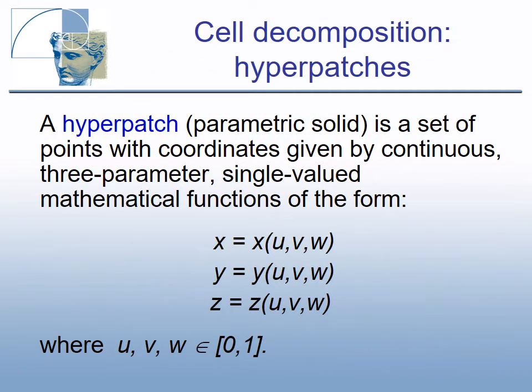A hyperpatch, or in other words, a parametric solid, is a set of points with coordinates given by continuous 3-parameter single-valued mathematical functions of the shown form. U, V, and W each belong to a unit segment. These functions, in general, map a unit cube to a curvilinear solid in space.